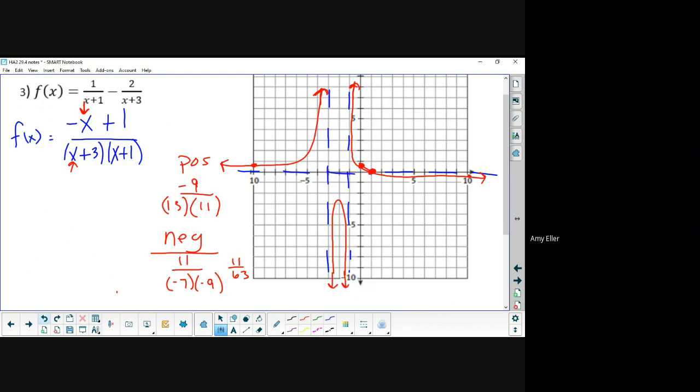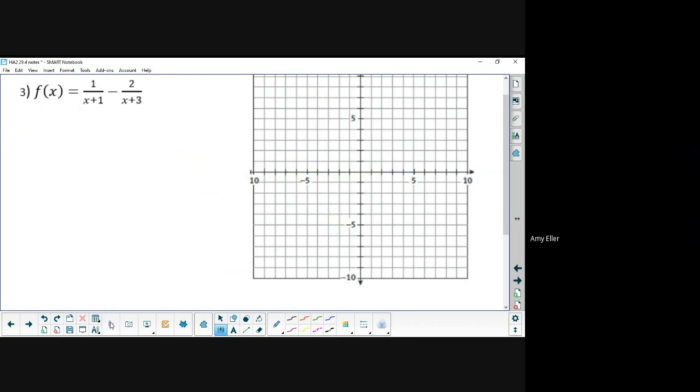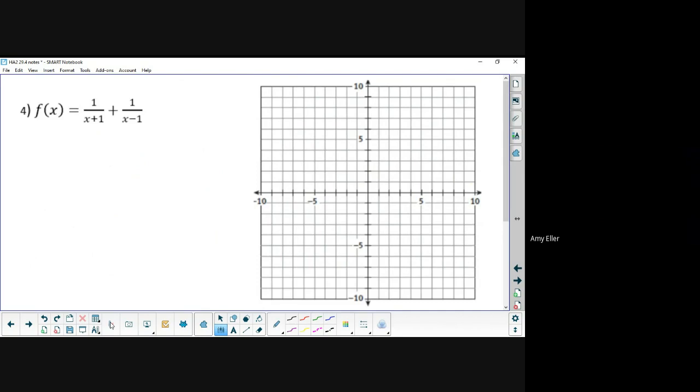All right. I will try to do the next one without talking. Let me know if you have questions as we go. So try number 4 completely by yourself, please. If you want to check the function before you get too far, you could do that.